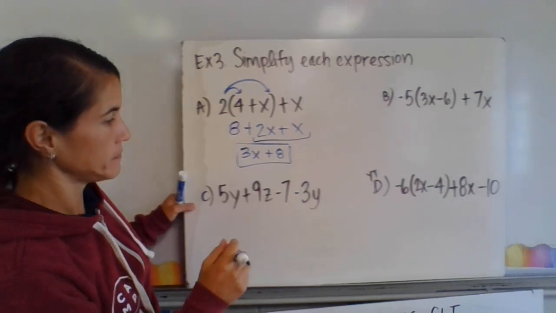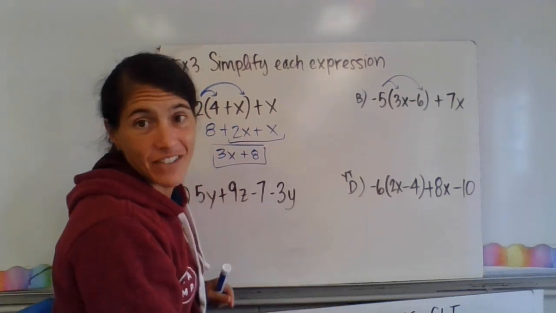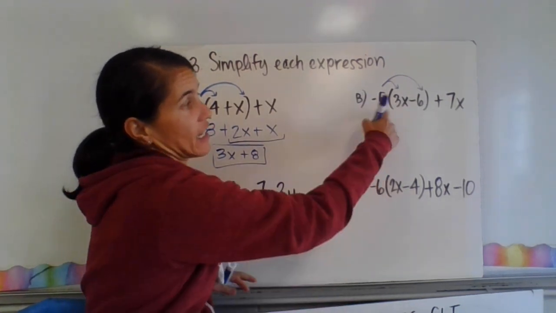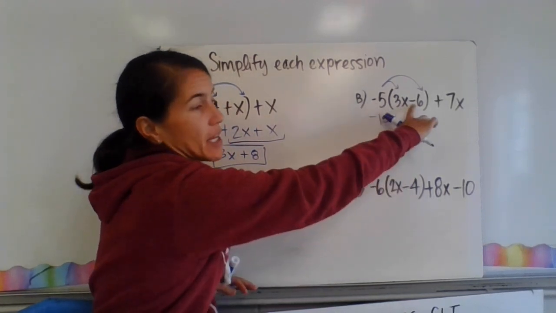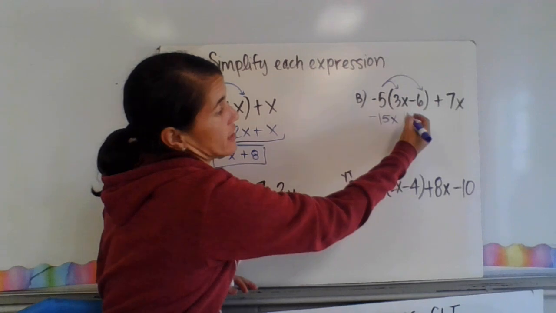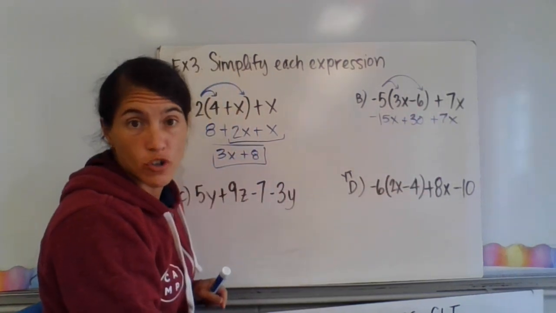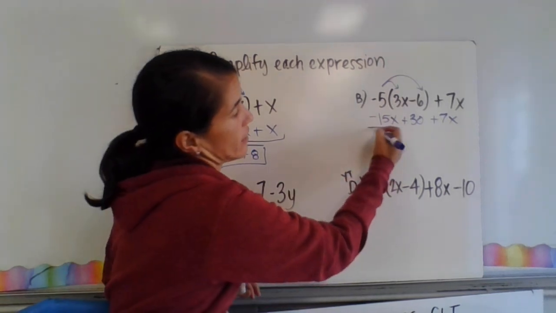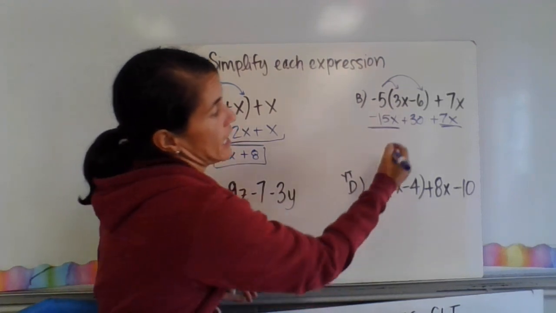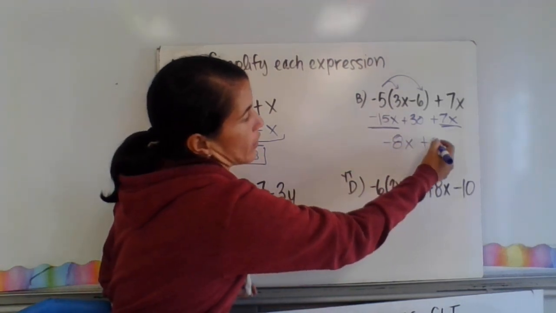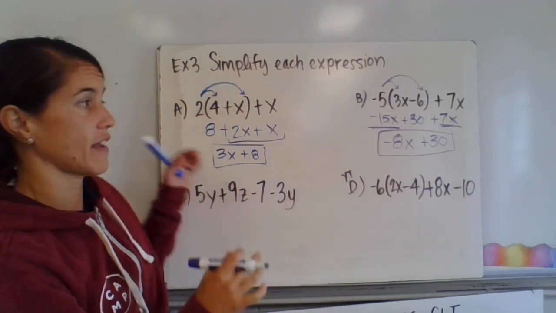In example B, I'm going to distribute my negative 5, and negative 5 times 3x is negative 15x. Negative 5 times negative 6, now remember that's negative, is positive 30 plus 7x. Once you've distributed, you can combine like terms. So I have 2x terms. Negative 15 plus 7 is negative 8x, and then you bring down your plus 30, which is a constant, and that just kind of hangs out.